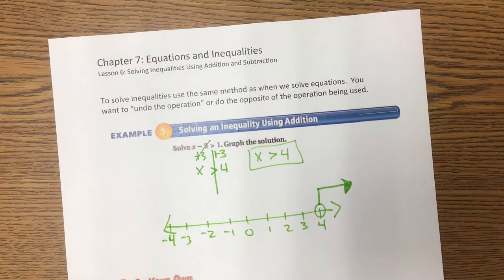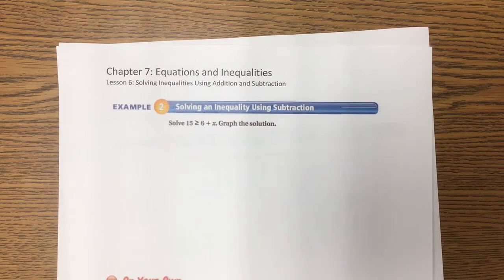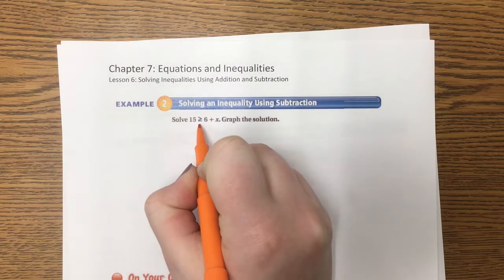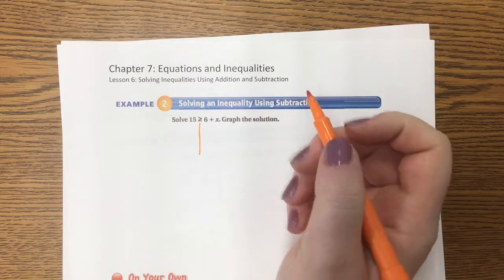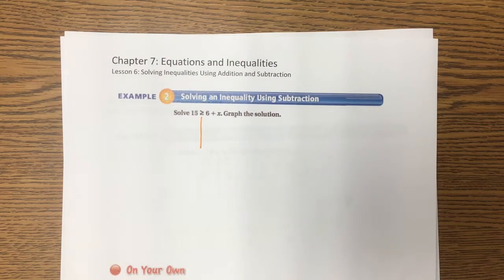All right, let's try using subtraction. So example 2 says solve 15 is greater than or equal to 6 plus x. Again, I'm just going to draw a little line down my inequality sign just so I can see that there are two sides of this inequality. If this does not work for you, you don't have to do it. I just want to show you guys what it really looks like to undo the operation.